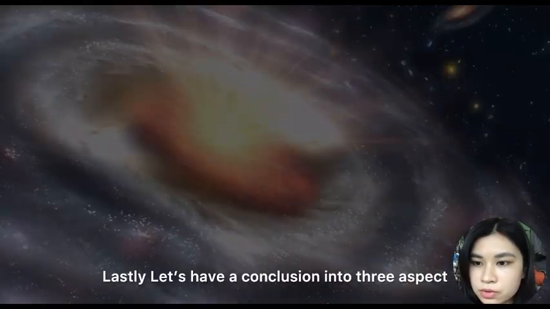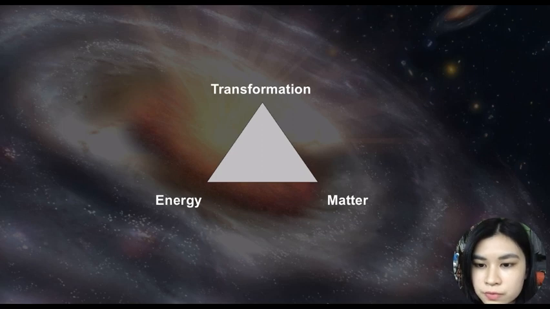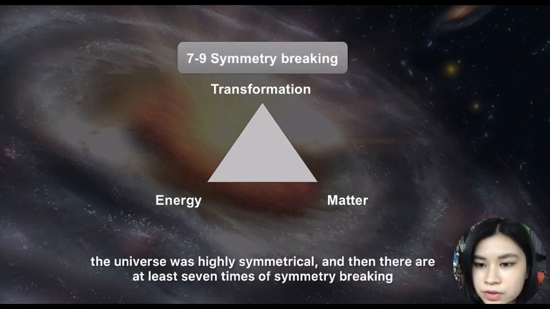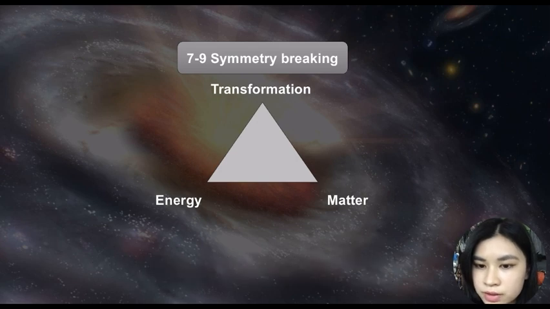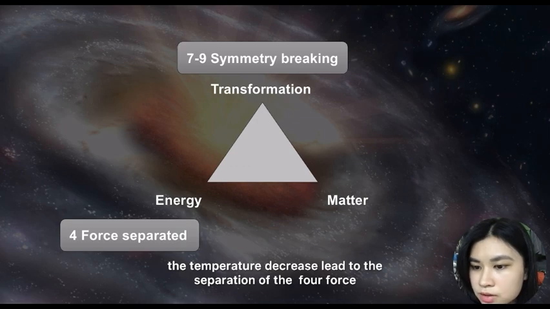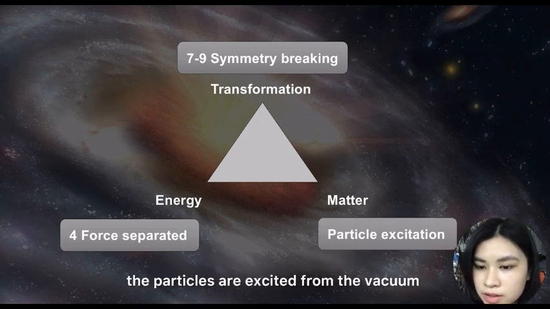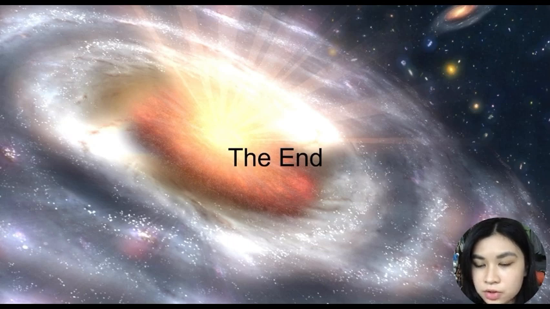Lastly, let's have a conclusion in three aspects. The transformation: the universe was highly symmetrical, and then there were at least 7 symmetry breakings. The energy: the temperature decrease led to the separation of the 4 forces. The matter: the particles are excited from the vacuum. This is the end of the whole video.